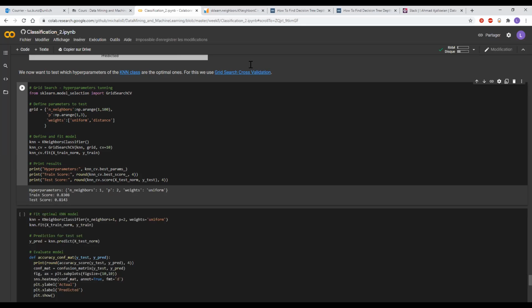There is one interesting question: how do you choose the CV value? You can choose, yeah, in general, you take like 5 to 10, but it also depends on the number of examples you have in the training set.